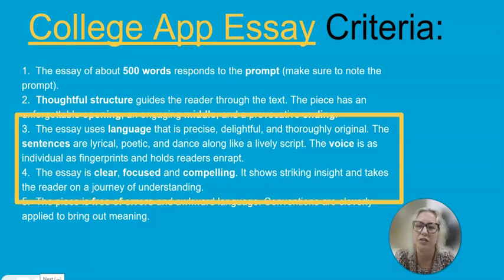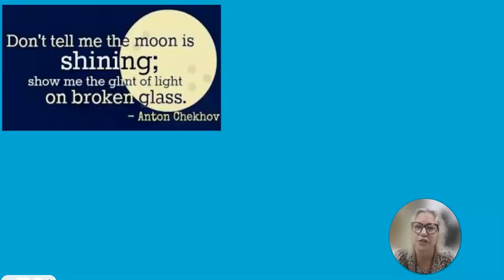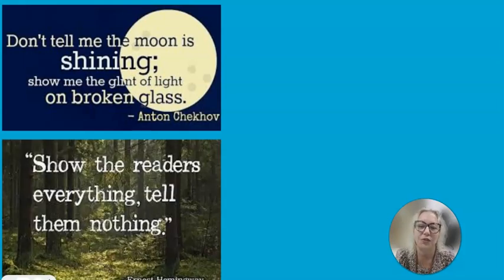So what is it, show, don't tell? Well, I got a couple quotes here first to help illustrate this idea. The first is from the playwright Anton Chekhov, who said, "Don't tell me the moon is shining. Show me the glint of light on broken glass." Notice the difference between the two. How about this one from Hemingway? "Show the readers everything. Tell them nothing."